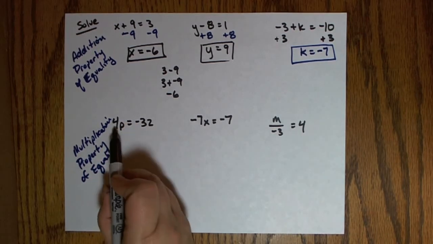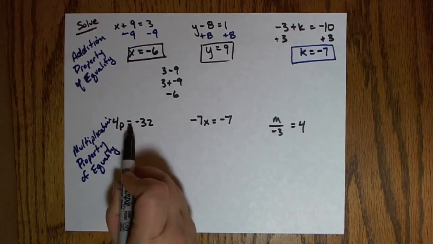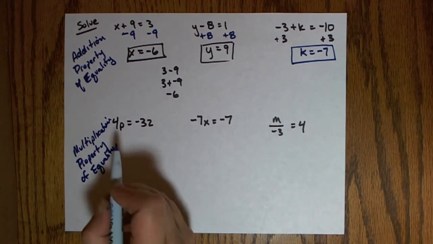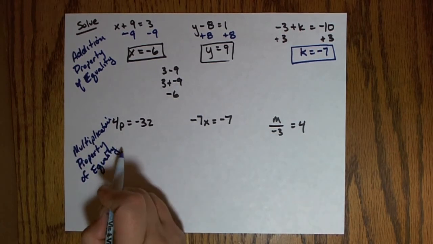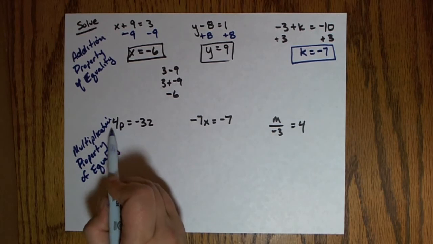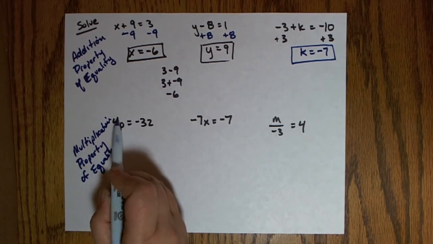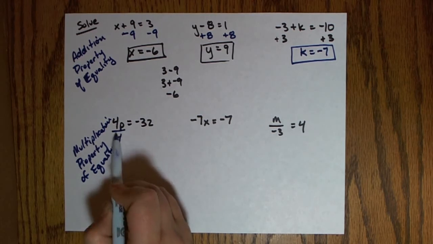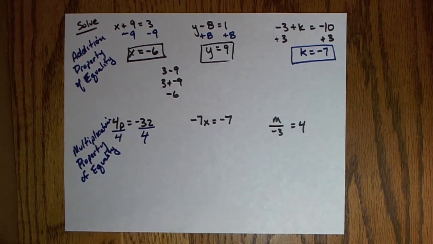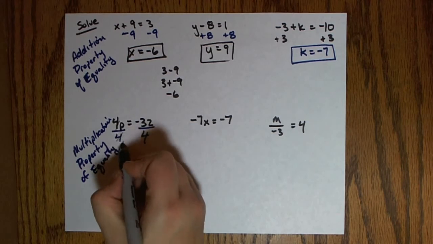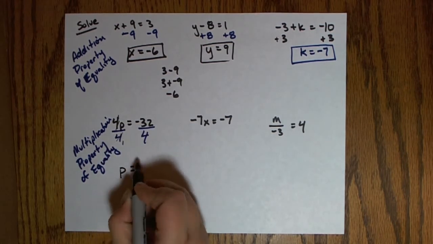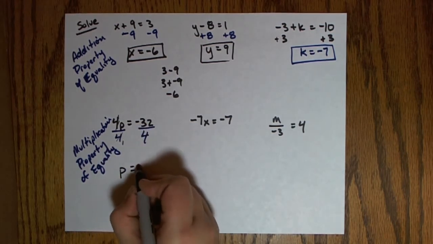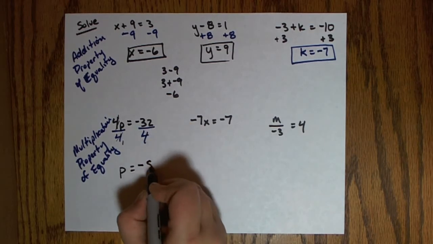So in the first problem, I have 4p, which means 4 times p equals negative 32. I just want to have one p, just p by itself equals a number, so I need to eliminate that coefficient, the number being multiplied. To undo multiplying by 4, I can divide by 4, and if I do it to the left, I have to do the same thing to the right. Here the 4's will cancel, and I would just get a p. Negative divided by a positive is a negative, and 32 divided by 4 is 8.